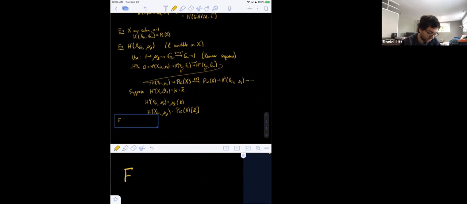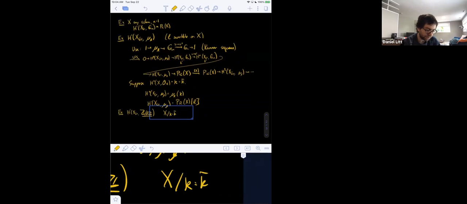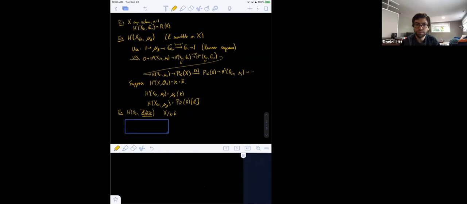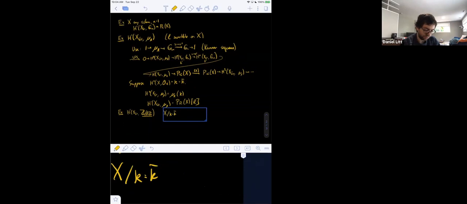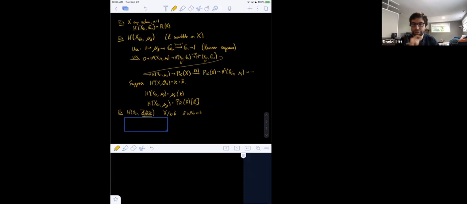So let's try H^1 étale of X, étale, with coefficients in the constant sheaf Z mod LZ. And again, let's assume X is over a field K, which is algebraically closed. So can anyone tell me what this is? And here I want L invertible in K. So we already did this if L is the characteristic of K. So can anyone tell me what this is?